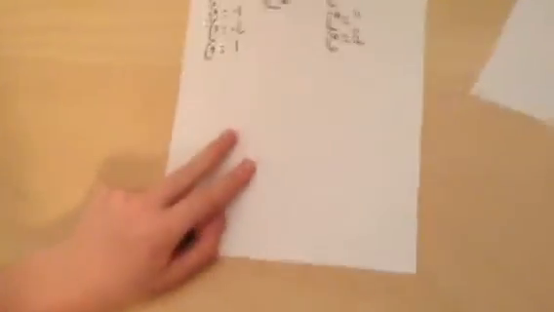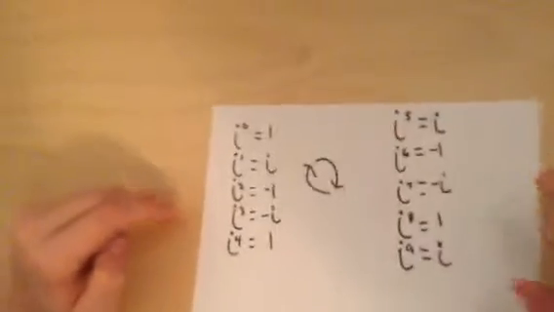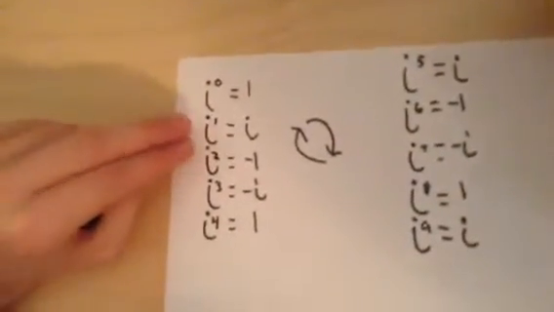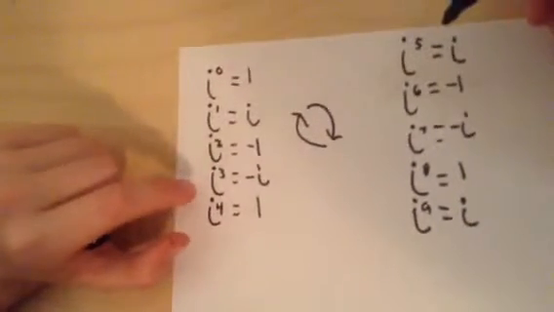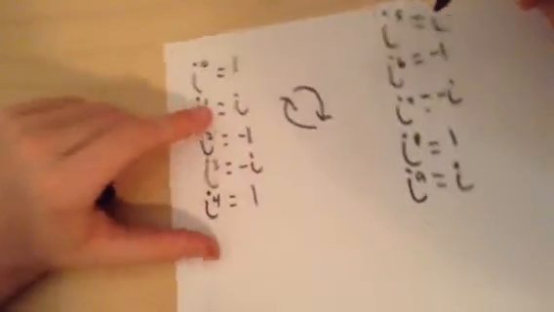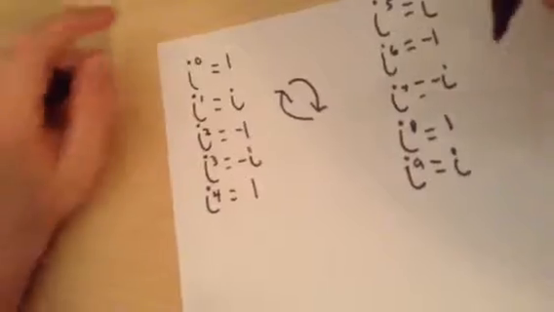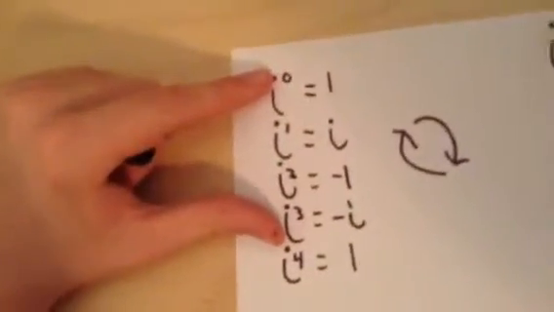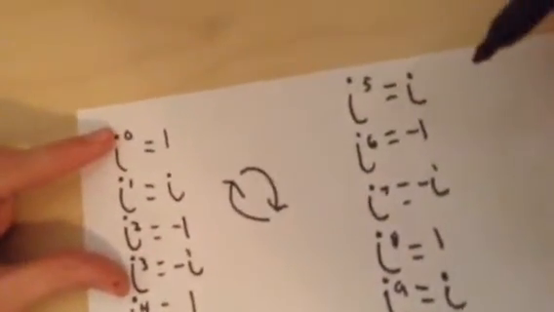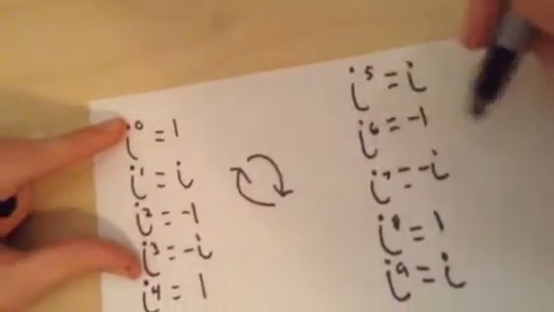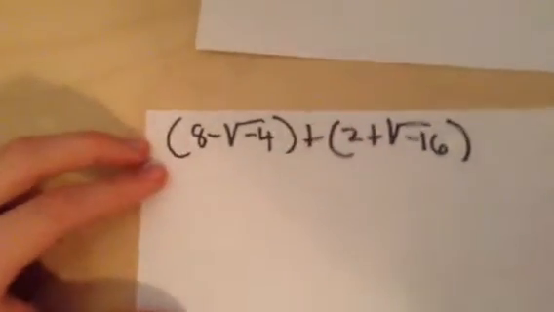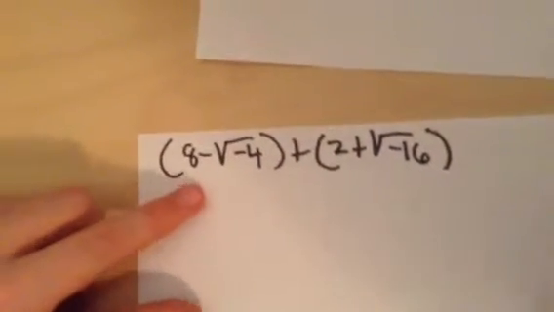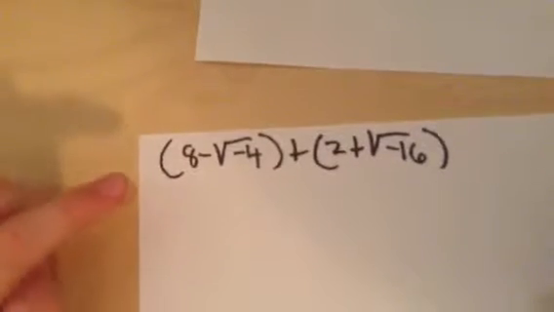Now, when there are exponents on i, this is what the rule is. So, i to the first power is i, i to the second is -1, i to the third is -i, and i to the fourth is 1. And this repeats itself forever and ever, so then i to the fifth power would be i, and then i to the sixth, -1, and so on. And that repeats forever.